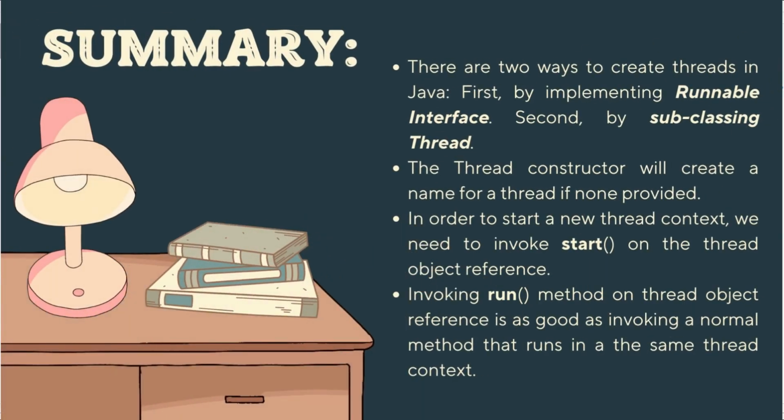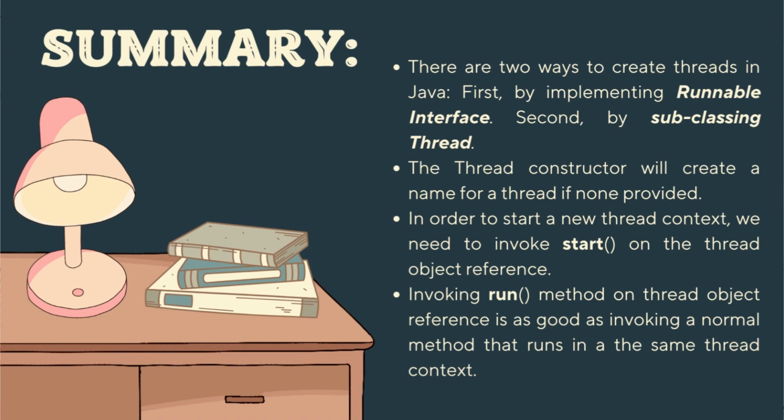In summary, there are two ways to create a thread in Java. First, by implementing the Runnable interface. Second, by subclassing Thread. The Thread constructor will create a name for a thread if none is provided. In order to start a new thread context, we need to invoke the start method on the Thread object reference. Invoking the run method on a Thread object reference is as good as invoking a normal method that runs in the same thread context.